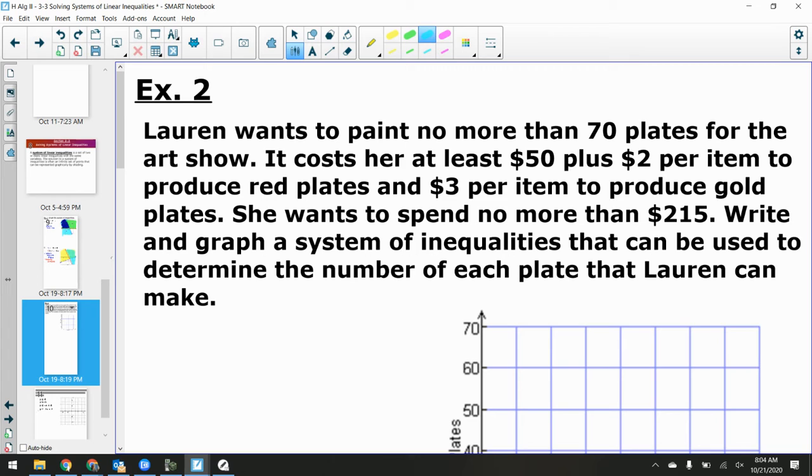She wants to spend no more than $215, right? And graph a system of inequalities that can be used to determine the number of each plate Lauren can make.